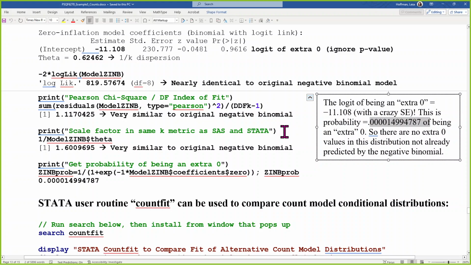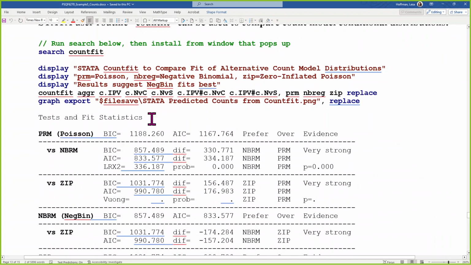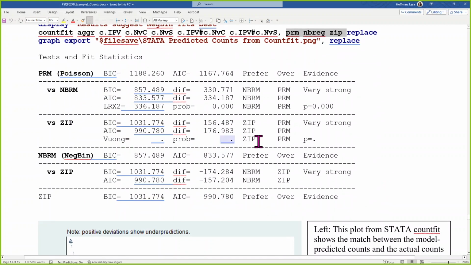We can ask the question, do we need to worry about extra zeros? And this model tells us the probability of being an extra zero is 0.00000. So no, we don't need to worry about it. We can also do a model comparison, but this is sufficient information. Stata has a routine, by the way, that will run all of these things for you and do the comparisons for you, like that. So this thing, countfit, you can list which ones you want. I did Poisson, negative binomial, and zero inflated Poisson because I knew that zero inflated negative binomial was going to throw up. And then it does all of the model comparisons for you.